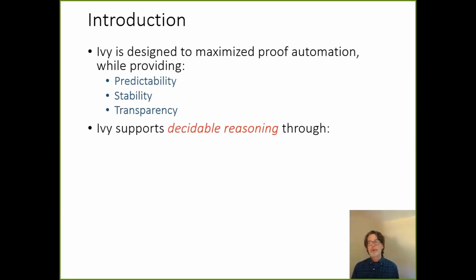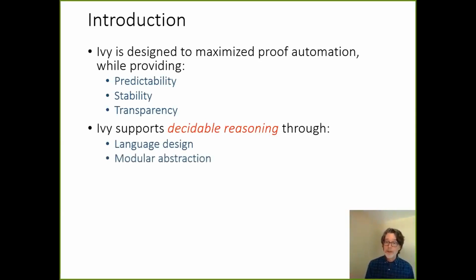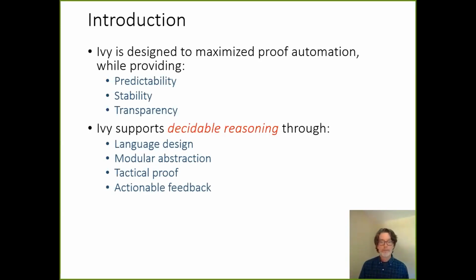Now, IV provides these properties mainly through support for decidable reasoning. That is, if we put a proof goal into the prover, we should be sure that it's in a language that will allow the tool to always say yes or no, and not to diverge randomly because of the failure of some fragile heuristics, for example, for quantifier instantiation. There are several aspects of IV that support this: the language design, the use of modular abstraction, the use of tactical proof, and most importantly, actionable feedback. That is, when we have a proof obligation that's not in the decidable fragment, IV can give us specific reasons that allow us to reorganize the proof.